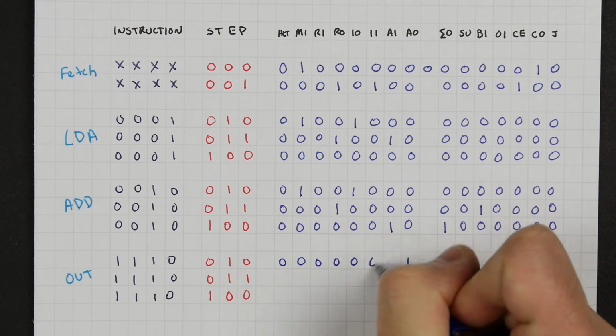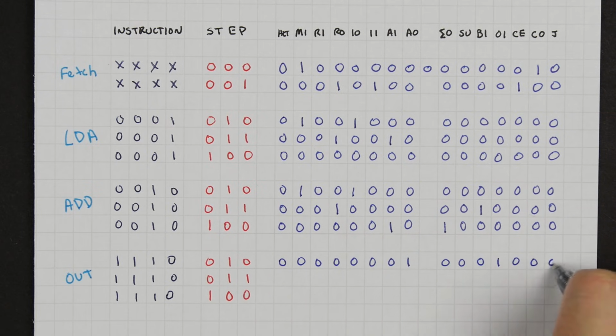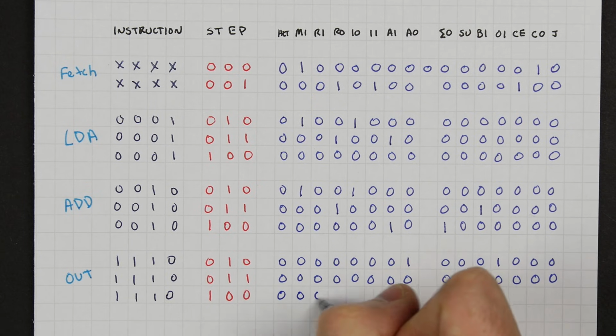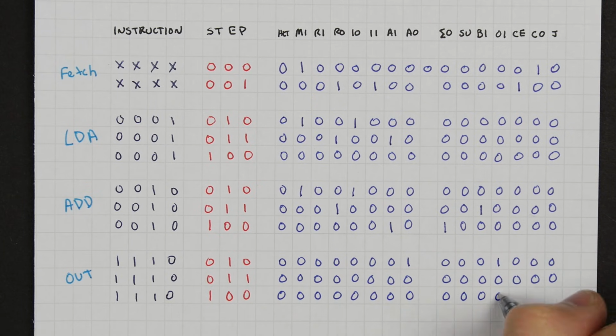And you might be able to imagine some ways that you could optimize the computer to skip those in certain cases. But for now, we won't worry about that. So I'll just fill in the rest of these as all zeros.